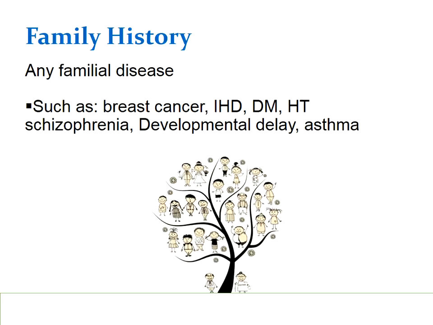So moving on from drug history, we're now going to look at family history. Do they have any familial diseases? Any history of breast cancer, ischemic heart disease, diabetes, hypertension, schizophrenia, developmental delay, or asthma in the family? Good things to know, as they might narrow down your diagnosis. Say a young person presenting with chest pain might only be a bit anxious, but they've come to you because their father died at 54 of a heart attack. So, we need to be considering these things.